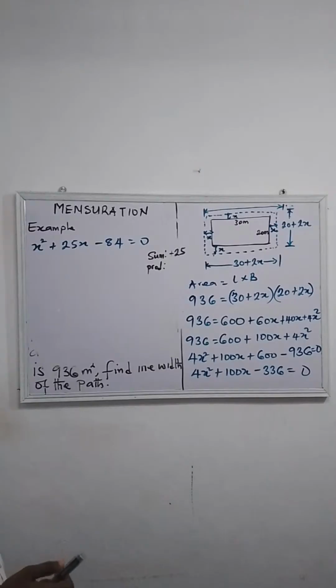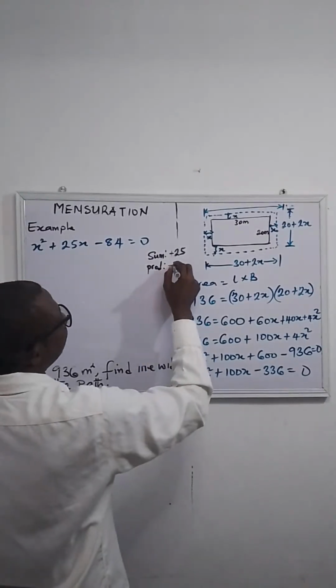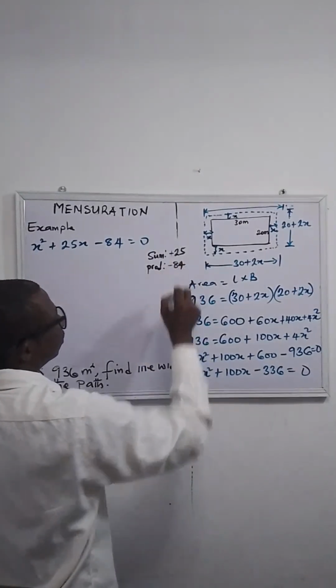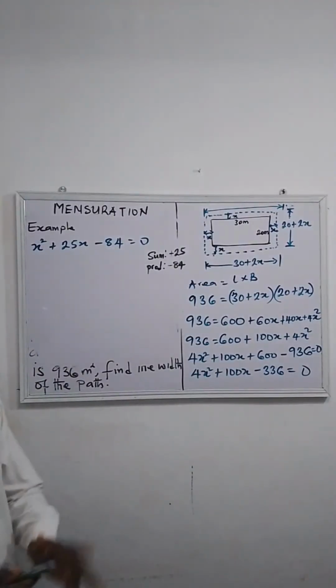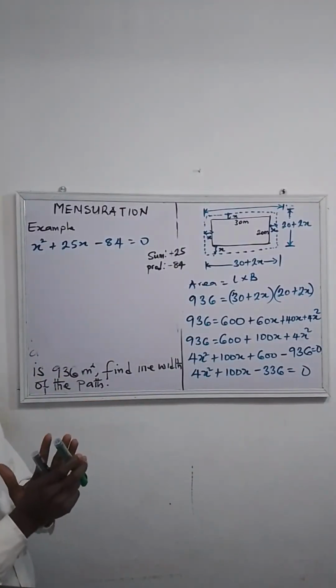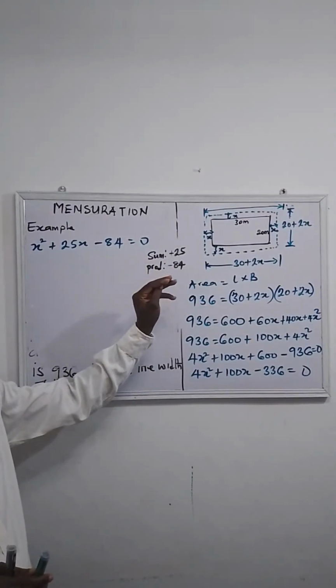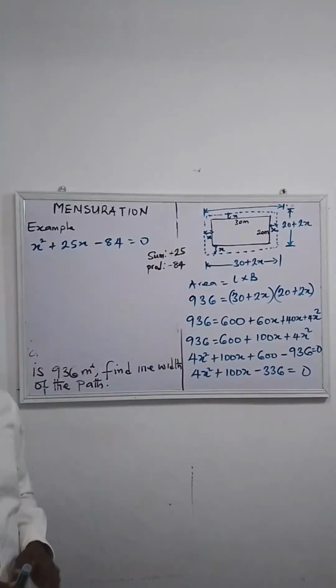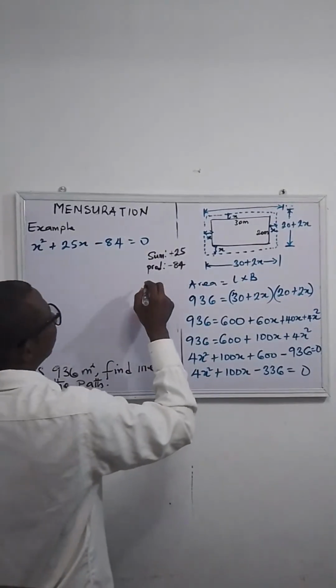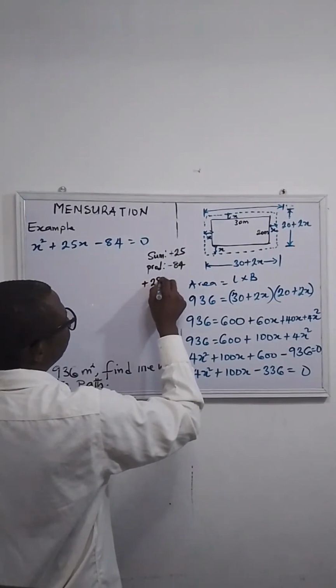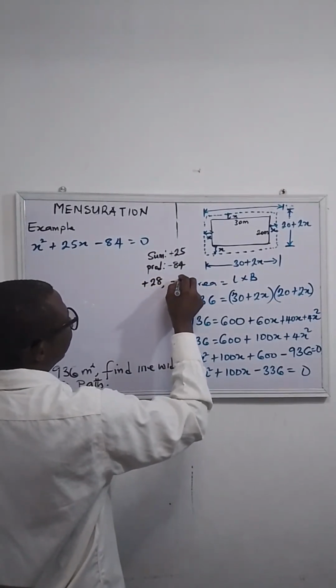And the product? The product is negative 84. Alright, so I need two numbers such that when I multiply them together, I have negative 84, and when added together, I have positive 25. What are the two numbers? Okay, so we have positive 28 and negative 3.